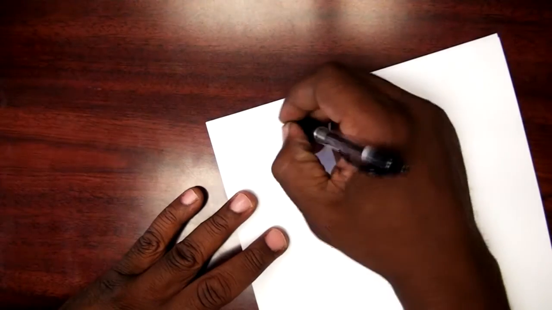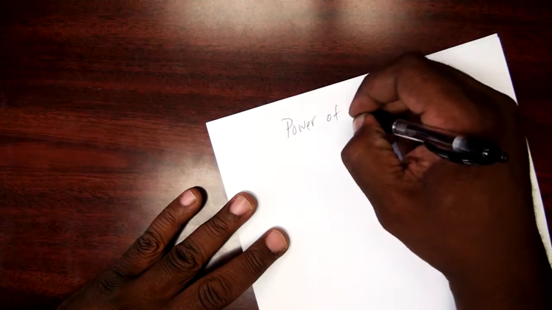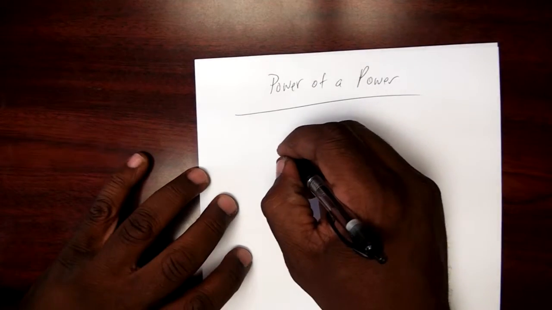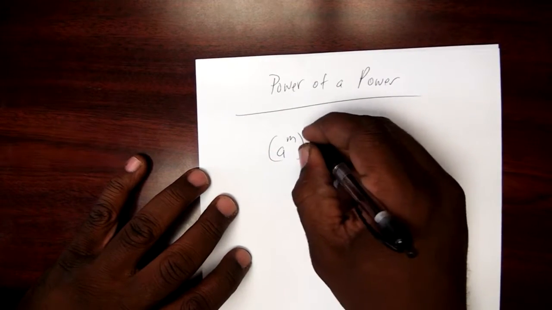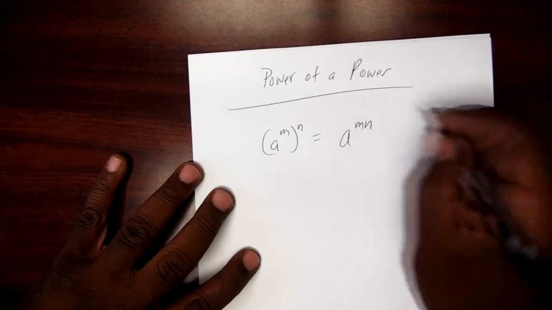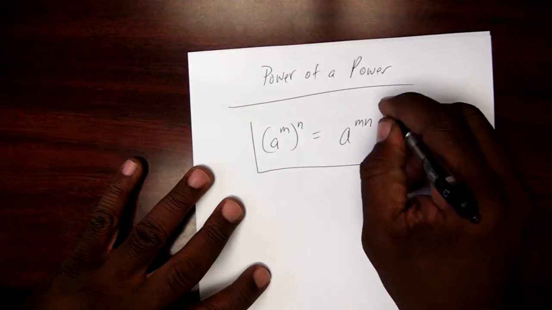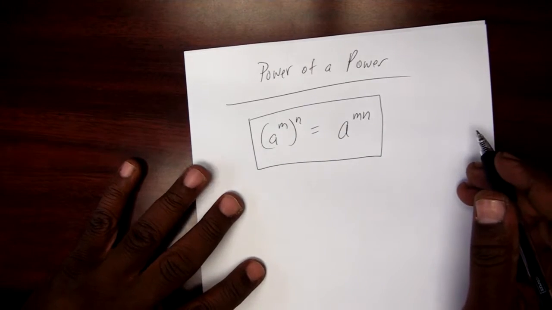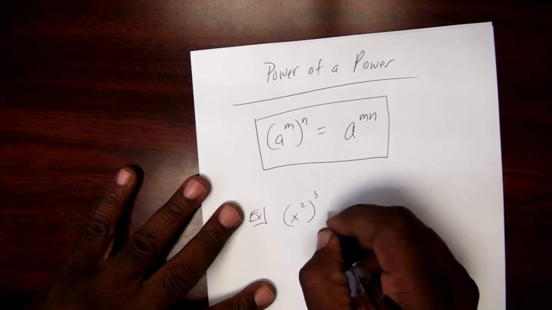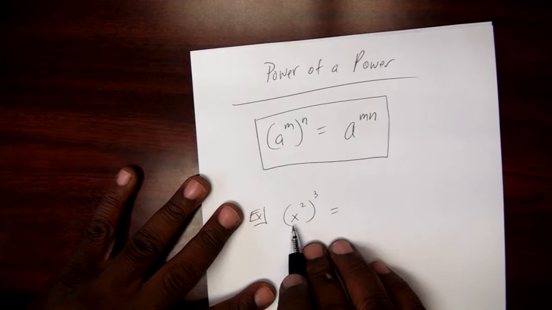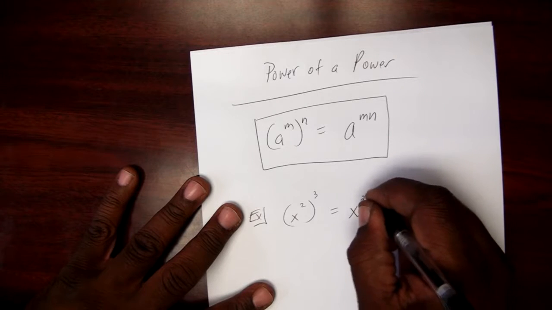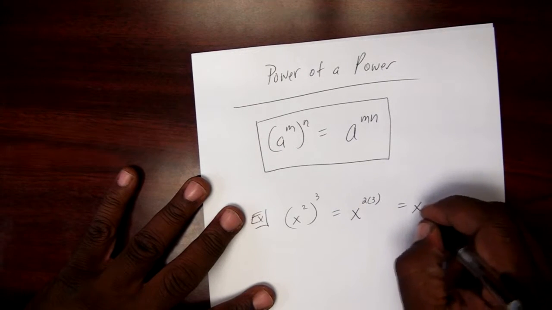Next, we'll take a look at the power of a power. So this formula reads that a raised to the power of m raised to the power of n is a to the m times n. So we will multiply our exponents. So here's an example. X squared cubed. We're taking a power, we're raising it to a higher power, so we're going to multiply. So that's x to the power of 2 times 3, which is x to the sixth power.